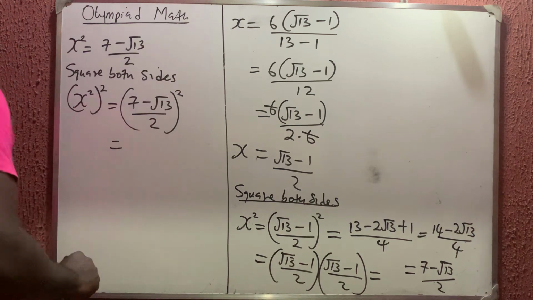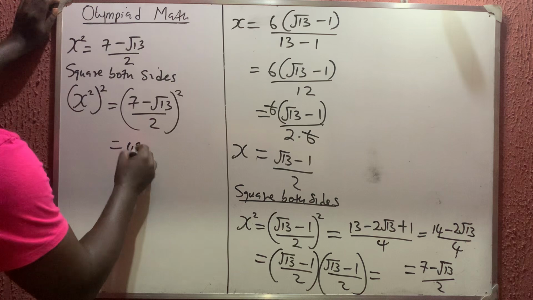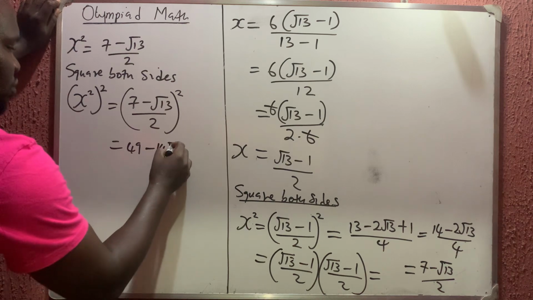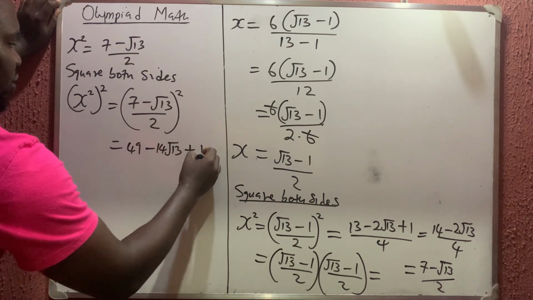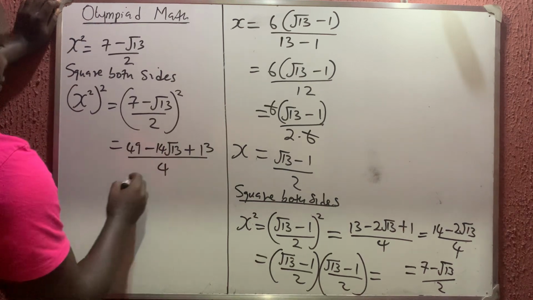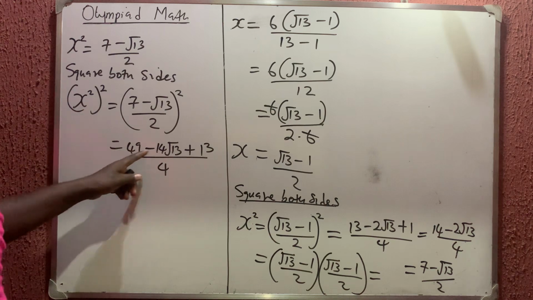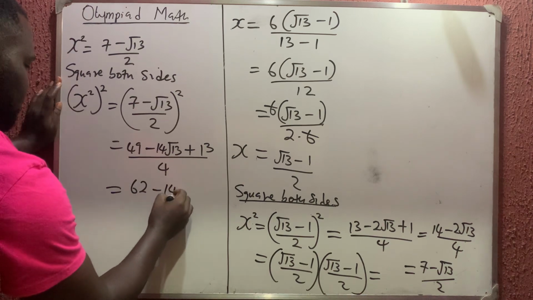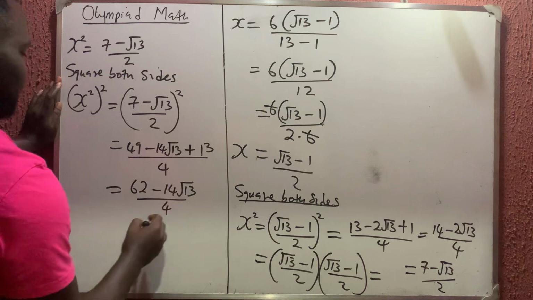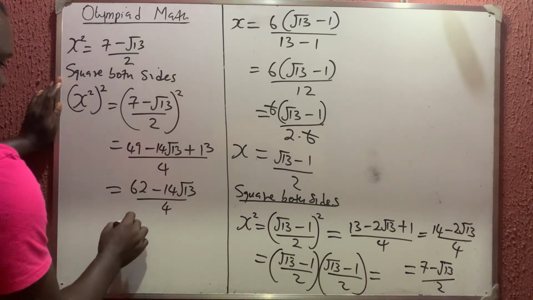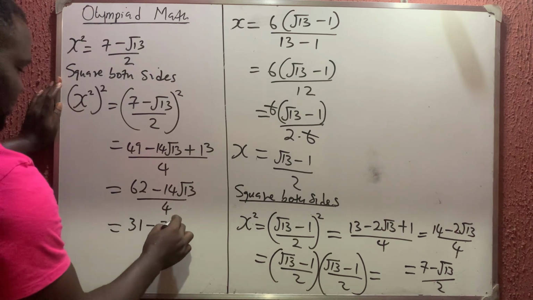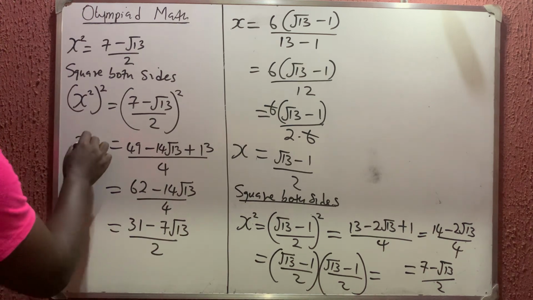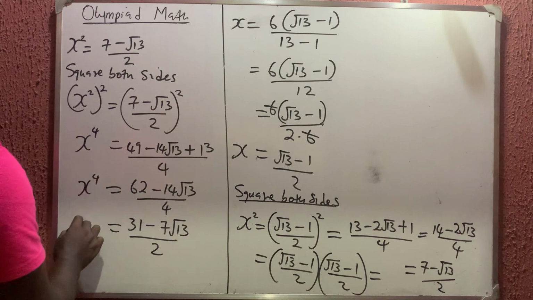We are going to do the same thing again. Square the first one, 49. Multiply the first one and the second one, 7 root 13, double it, I'm going to have 14 root 13. Then square the last one, I'm going to have plus 13. Then all over 4. So this is 49 plus 13, that is 62, minus 14 root 13 all over 4. You see that 2 can divide everywhere. So I have 31 minus 7 root 13 all over 2, and this is x raised to the power 4.